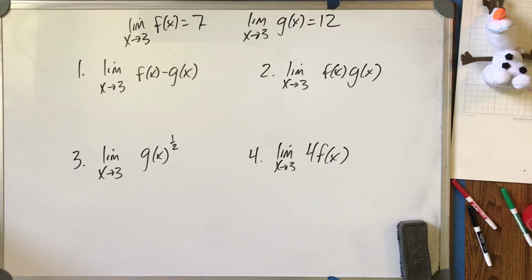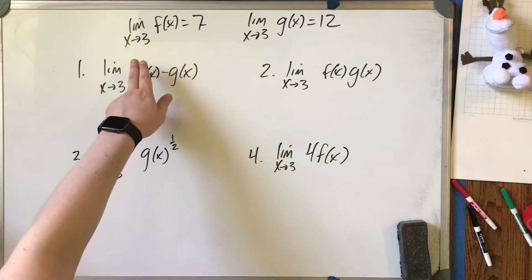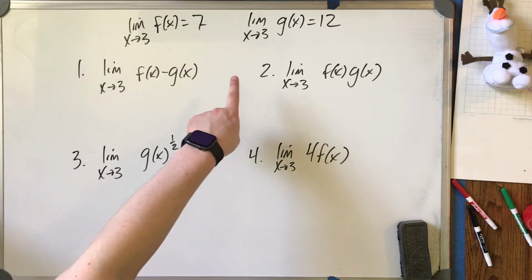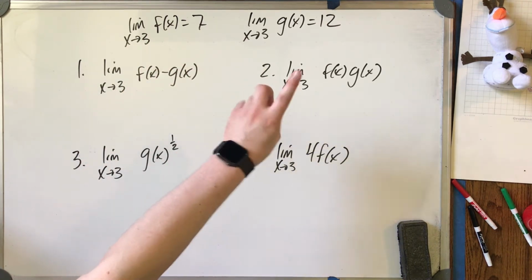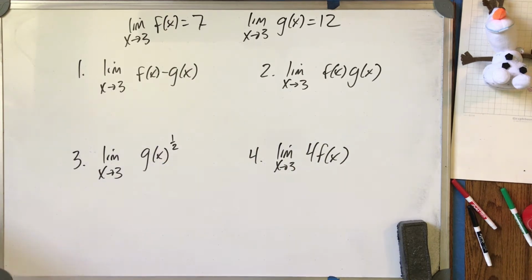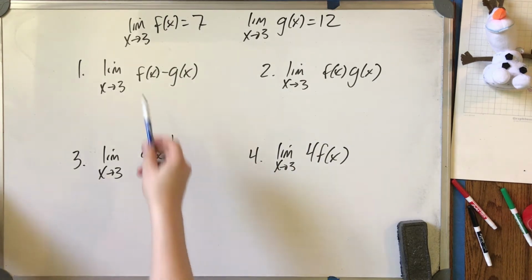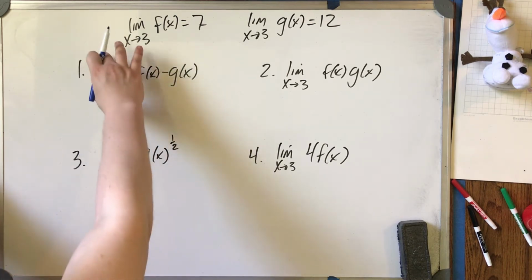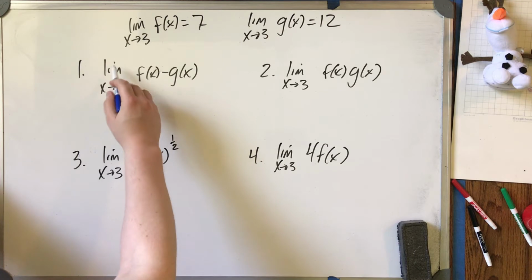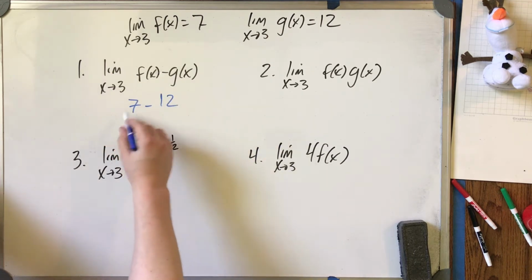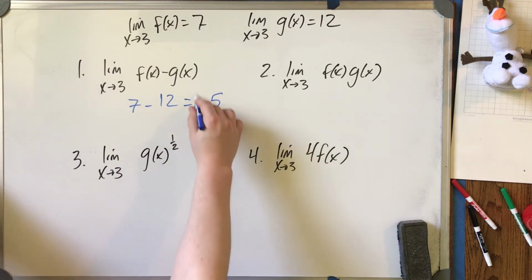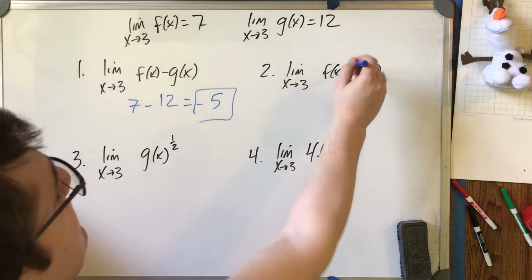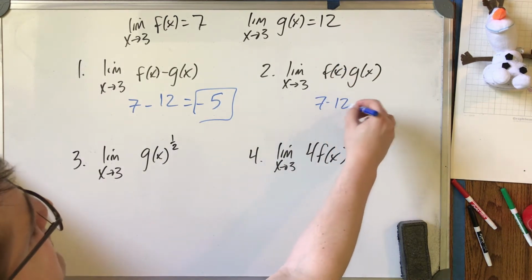All right, so for these examples here where we're just simplifying using those properties of limits, we have the limit as x approaches 3 of f of x equals 7, same x approaches 3, but for g of x equals 12. So here the properties of limits say that we can basically evaluate each one of these separately. So we can do the limit as x approaches 3 of f of x, it's going to be 7. The limit as x approaches 3 of g of x is 12. So we just do 7 minus 12, and that's negative 5.